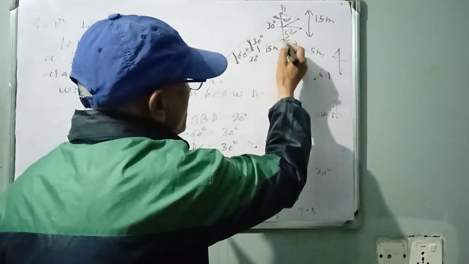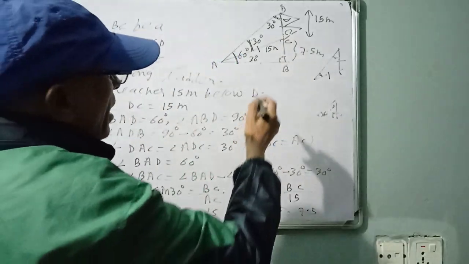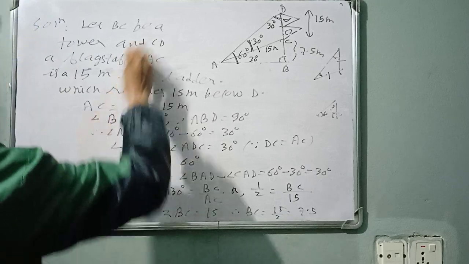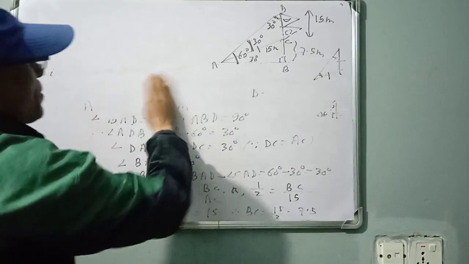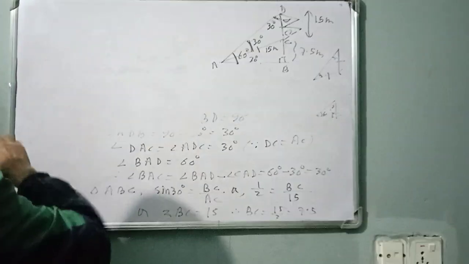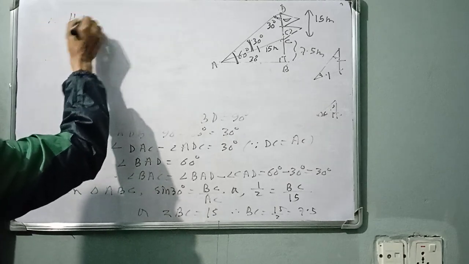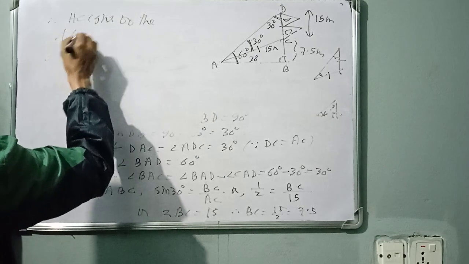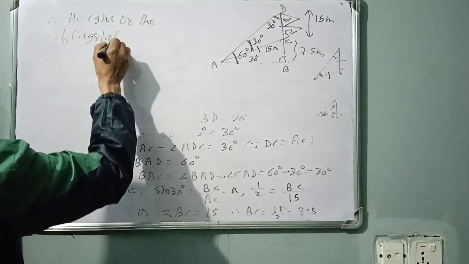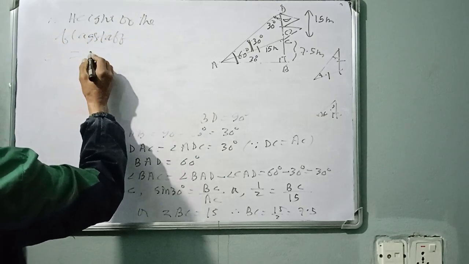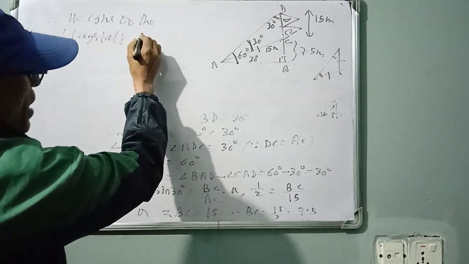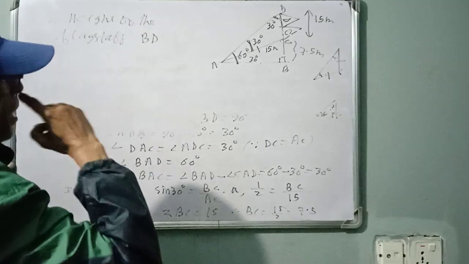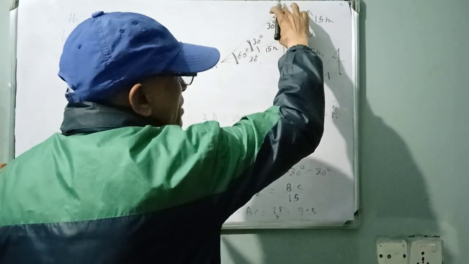In triangle ABC, find the value of BC and add BC and CD to get the height of the flagstaff. So, what is the height of the flagstaff? Therefore, height of the flagstaff. What is the flagstaff? BD, the whole flagstaff. Actually, the length of the flagstaff is CD.